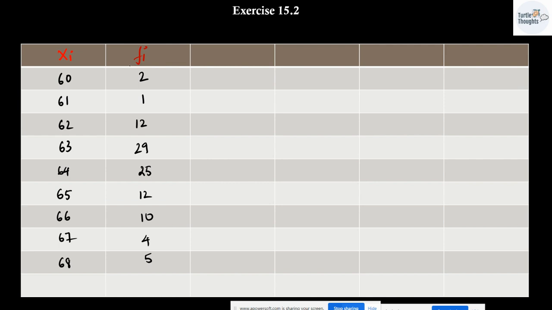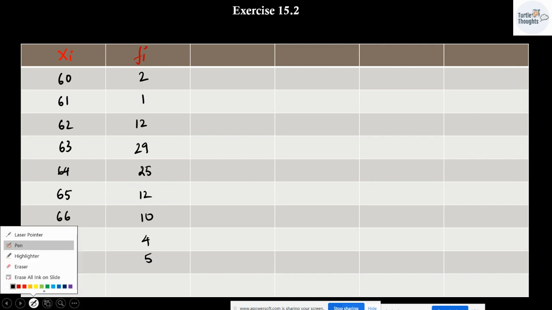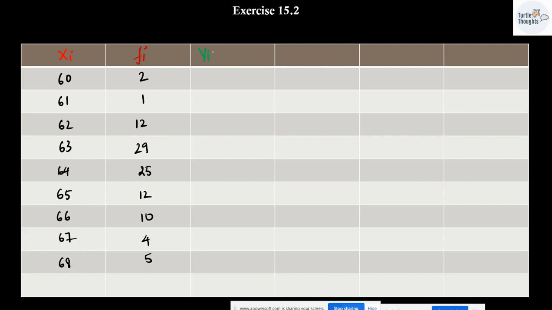Now I can find out the value of yi, which will be given by xi minus a divided by h. What is going to be a? A is going to be the assumed mean. Assumed mean is going to be the middle value of xi. So the middle value is going to be 64. It is going to be equal to 64. So here I will be getting xi minus a divided by h.